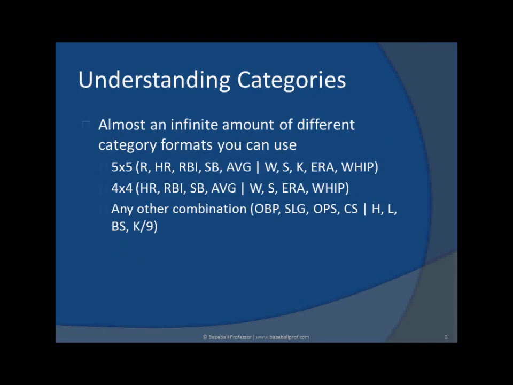There's almost an infinite amount of different categories you can use. 5x5 is the typical, most popular one these days. 4x4 used to be what we used, and there's also any other combination. The other categories that are becoming more popular include on-base percentage, slugging, on-base plus slugging, caught stealing, holds, losses, blown saves, and Ks per nine. Each one changes the way players are valued.